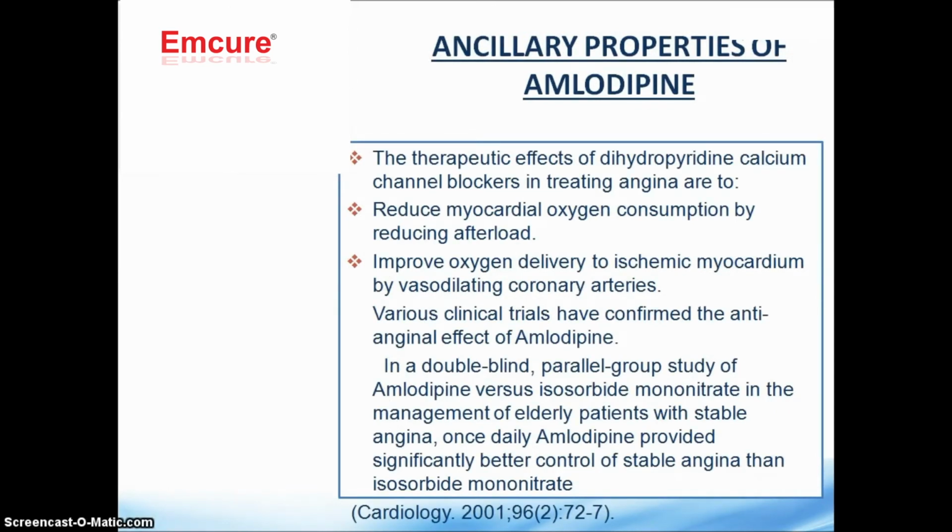Now we talk about it in detail. The therapeutic effects of dihydropyridine calcium channel blockers in the treatment of angina are due to reduced myocardial oxygen consumption by reducing the afterload, which we have already spoken about. Then it improves the oxygen delivery to the ischemic myocardium by vasodilating the coronary artery, allowing more blood to flow inside the coronary vessels. Various clinical trials have confirmed the anti-anginal effect of amlodipine. In a double-blind parallel group study of amlodipine versus isosorbide mononitrate in the management of elderly patients with stable angina, once daily amlodipine provided significantly better control of stable angina than isosorbide mononitrate. This was published in Cardiology in 2001. We'll go further to the next slide.